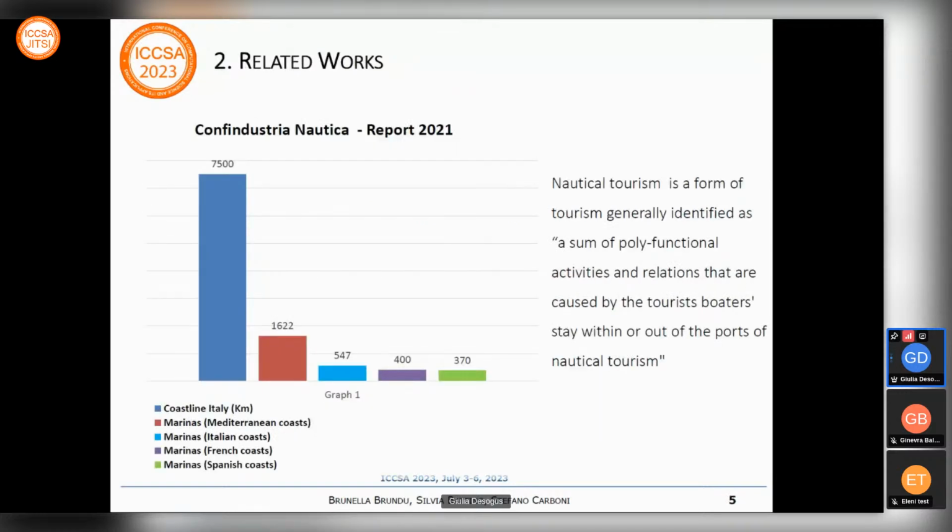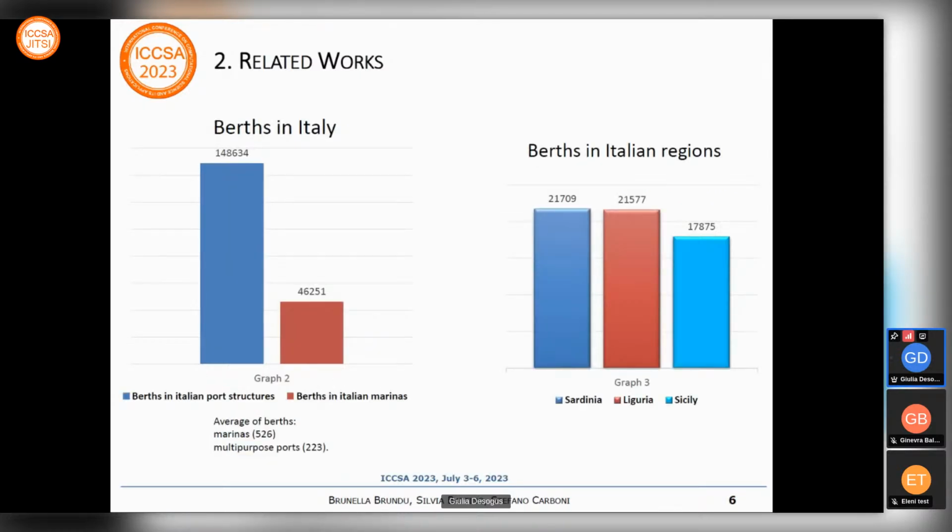Italy, due to its conformation, as shown in this table, 7,500 kilometers of coastline, and its culture and tradition, has a strong potential and aptitude for nautical tourism. Considering the data of the 2021 report of Confindustria Nautica, there are 1,622 marinas and multipurpose ports, such as small ports, industrial ports, and commercial ports, distributed along the Mediterranean coast.